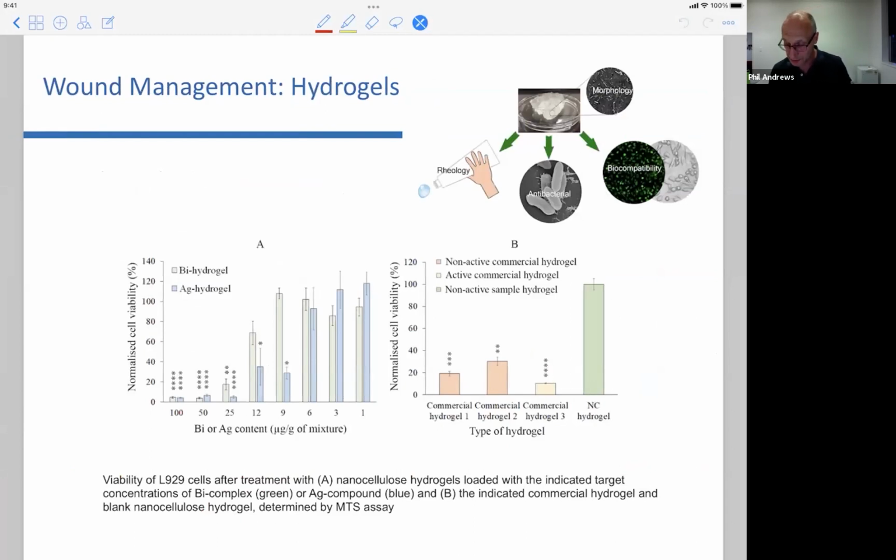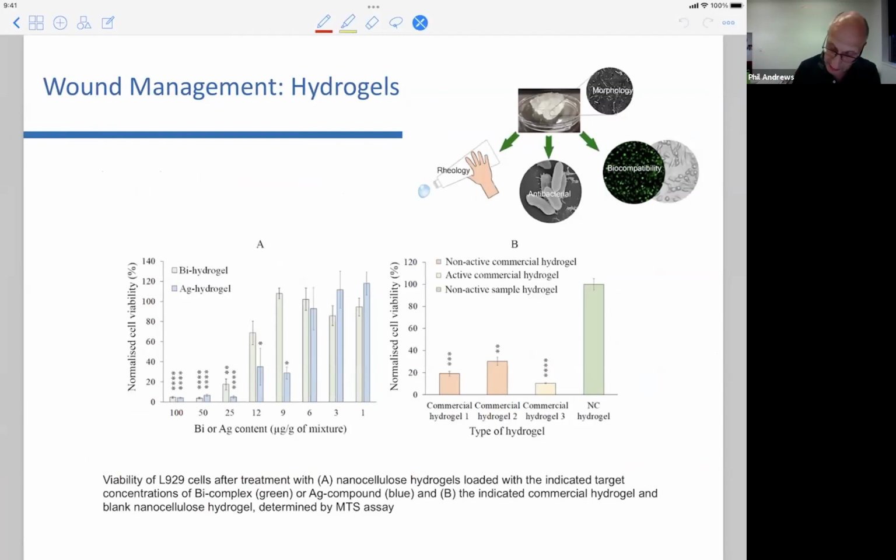The last thing I'll talk to you about is hydrogels. We wanted to generate gels for wound management of infections. So just a gel that you would put on your skin if you had an infected wound and you could maybe bandage up. So we used the same components. We made a cellulosic hydrogel.